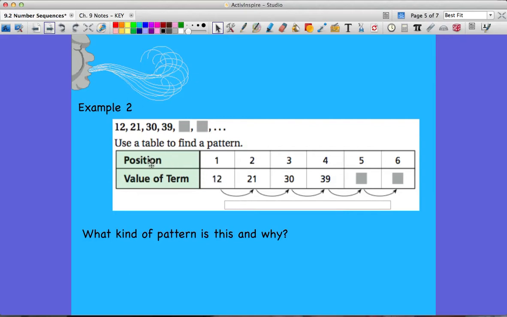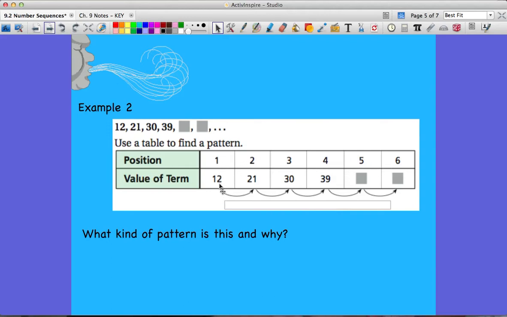Okay, example 2. Yes, we need to figure out what our pattern is. So when you're looking at this, if you have a table and it says position, you're not going from 1 to 12 and 2 to 21 when they're just talking about positions, because this right here, you see 12, 21, 30, 39, that's your sequence. And to make it easier, sometimes people put it in a table. But you have to realize sometimes you go from top to bottom and sometimes you go from left to right. In this case, because there was just a sequence and there was no established pattern for going from top to bottom, these numbers are strictly for positioning.